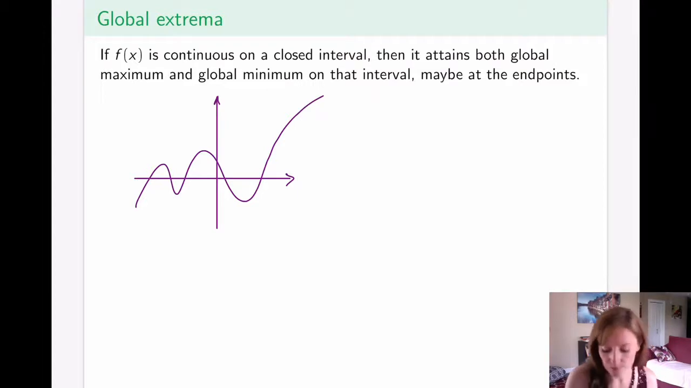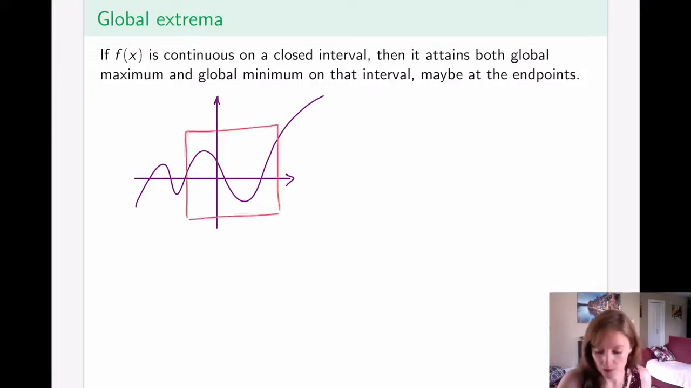so if my window is here, and I'm only considering this piece of the function, then my global maximum occurs not where it naturally has a peak, but rather at the endpoint here, because it happens to get cut off at a higher point than the natural peak would have produced. The global minimum, though, does occur at a natural spot where the derivative in this case is 0, okay?